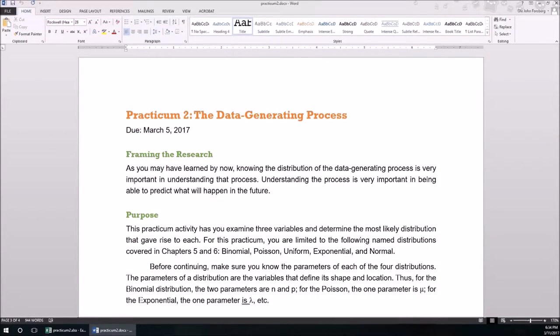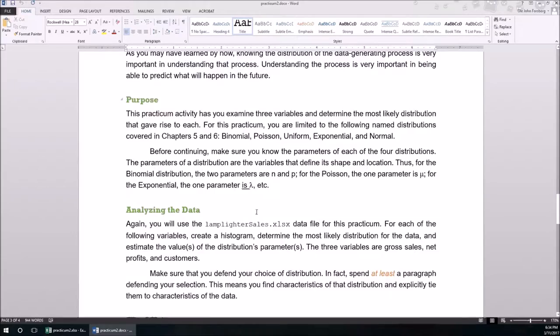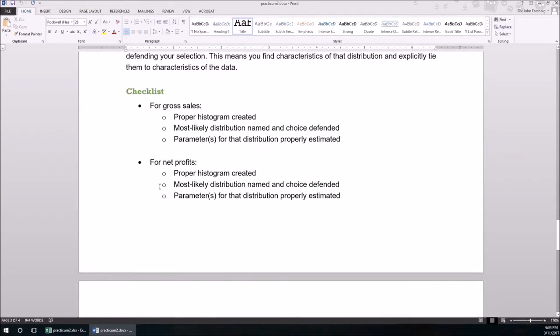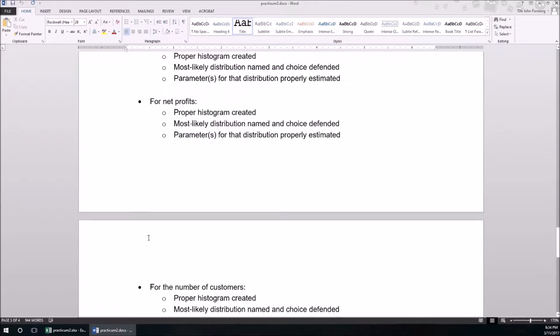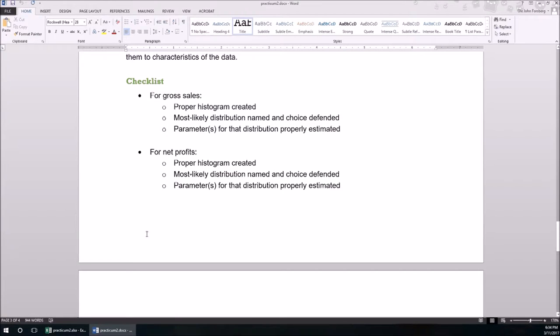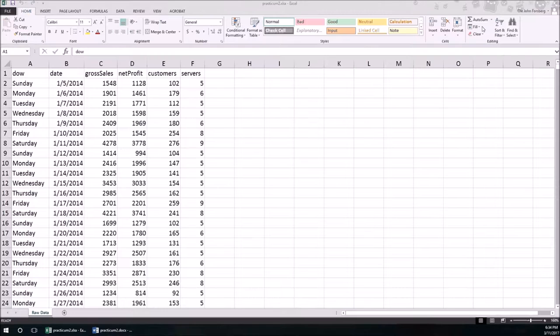Hello and welcome to Practicum 2, the data generating process. Briefly, we're going to look at three variables: gross sales, net profits, and number of customers, create a histogram, determine the most likely distribution, and determine what the parameters are. Those are pretty straightforward. So let's start with our data, brand new.